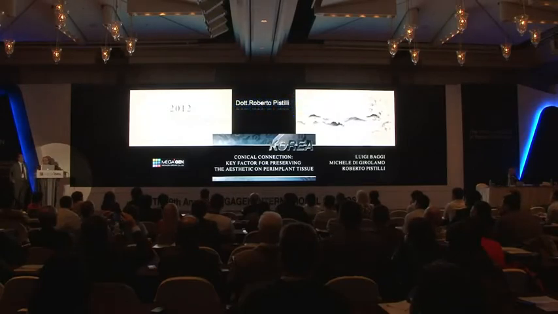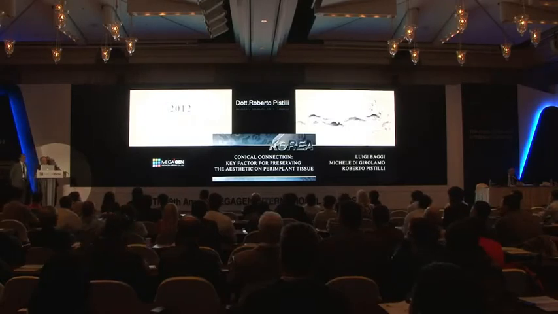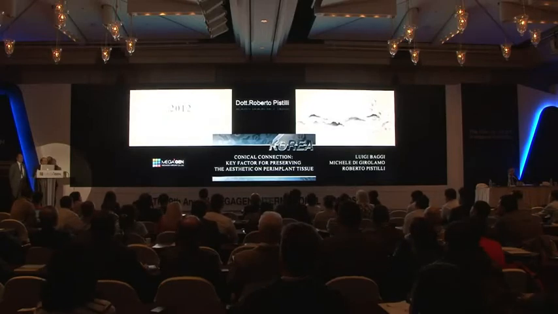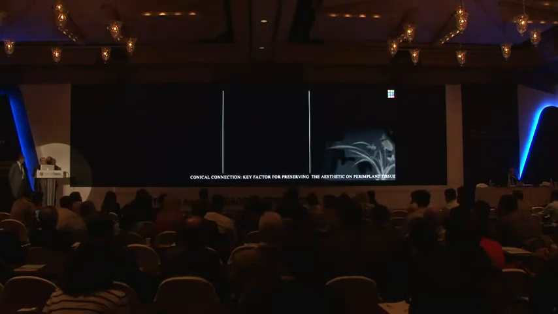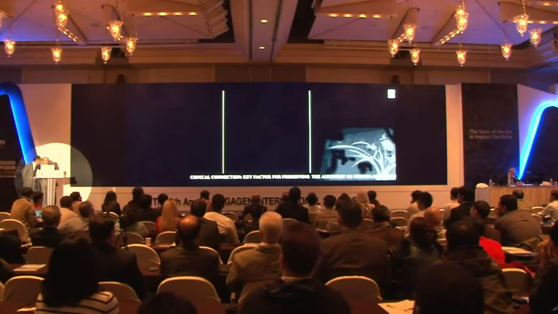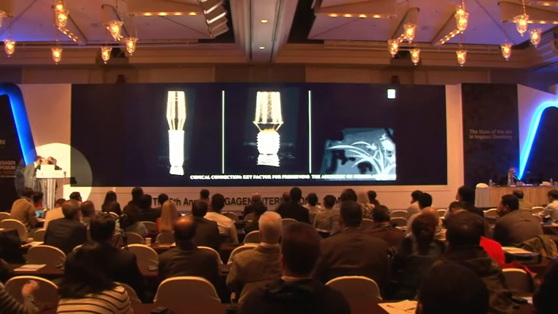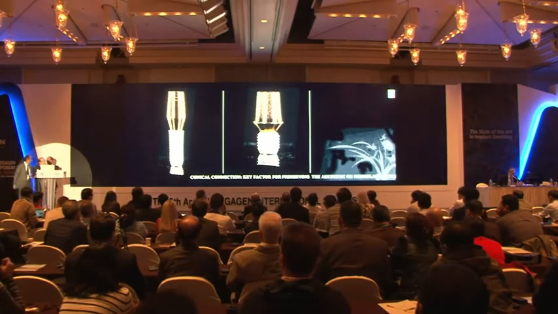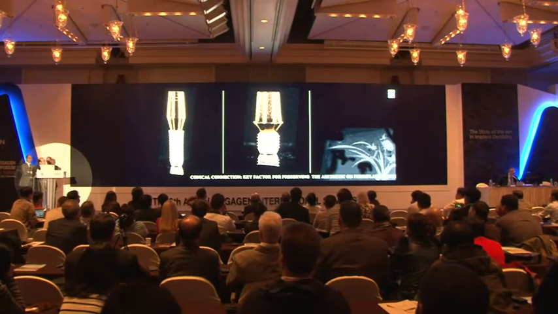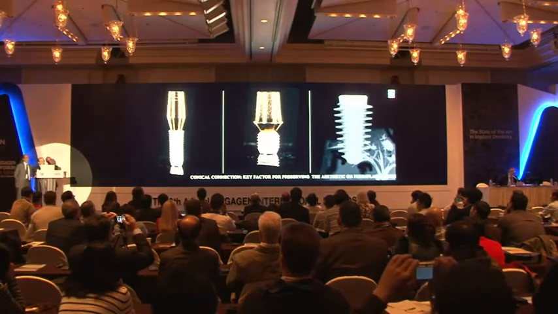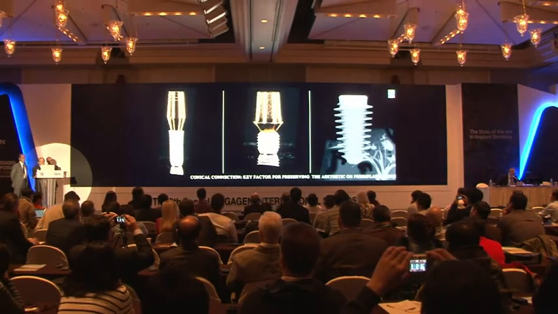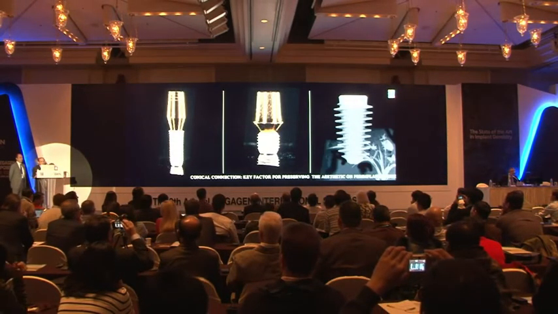I will show some clinical cases, but first I wish to thank Dr. Park, St. Matthew, for inviting me to this wonderful place and also for making available to us clinicians a series of implant systems like this that are so reliable to assure an ideal solution for every clinical condition.